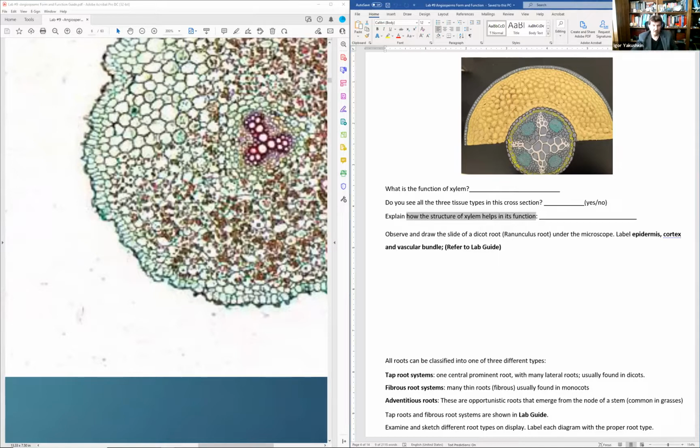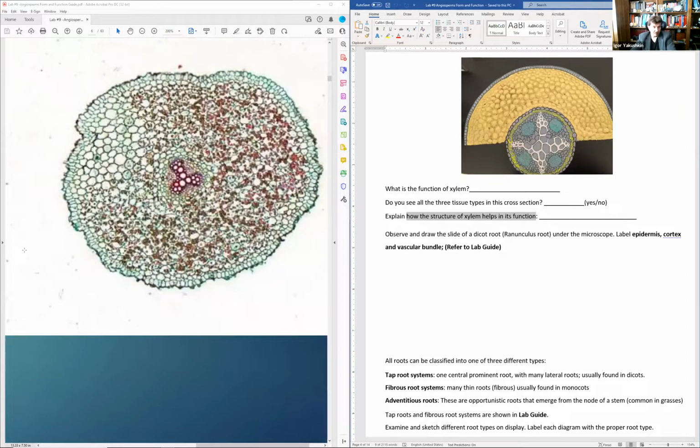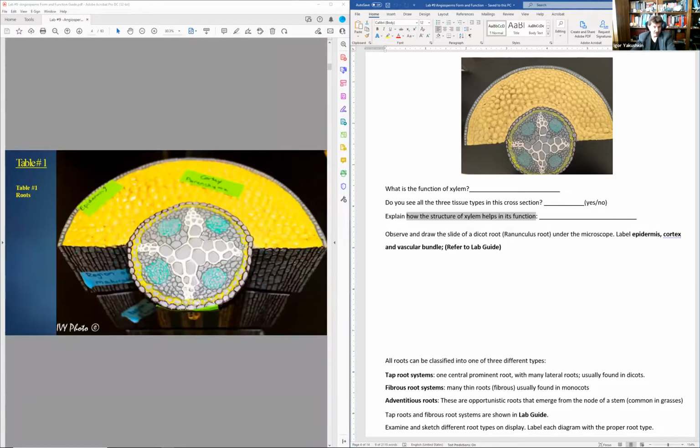So you can point it out saying that's a vascular bundle. The outer part is the dermal tissue. Everything else is known as the cortex. And this is what it talks about, the same thing: you can see the vascular bundle, the epidermis, so the dermal tissue, and everything between the dermal tissue and the vascular bundle is known as the cortex.